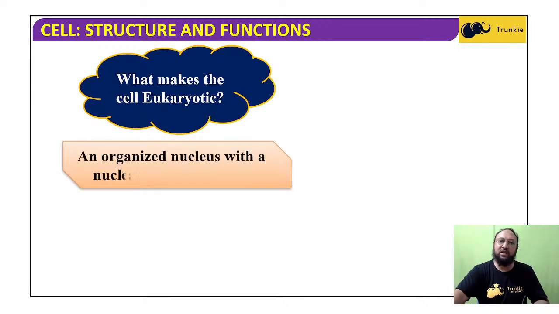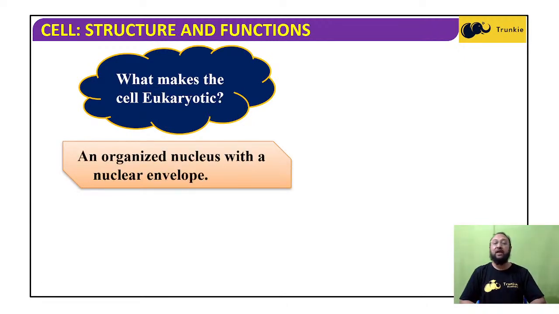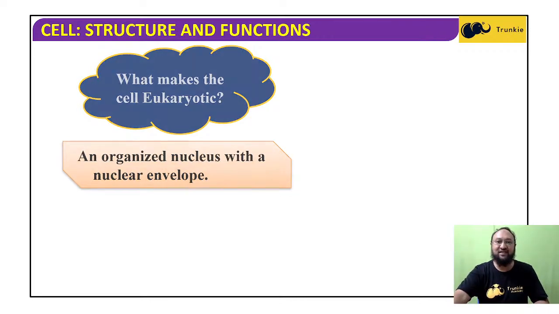What makes a cell eukaryotic? An organized nucleus with a nuclear envelope or nuclear membrane. There are chromosomes, and the chromosomes are also well organized, with nucleosome and histone protein. In class 10 you have studied a little bit about the histone and the nucleosome. The presence of nucleosome and histone protein makes it well organized, and the nuclear envelope is there, and this makes the eukaryotic cells eukaryotic.